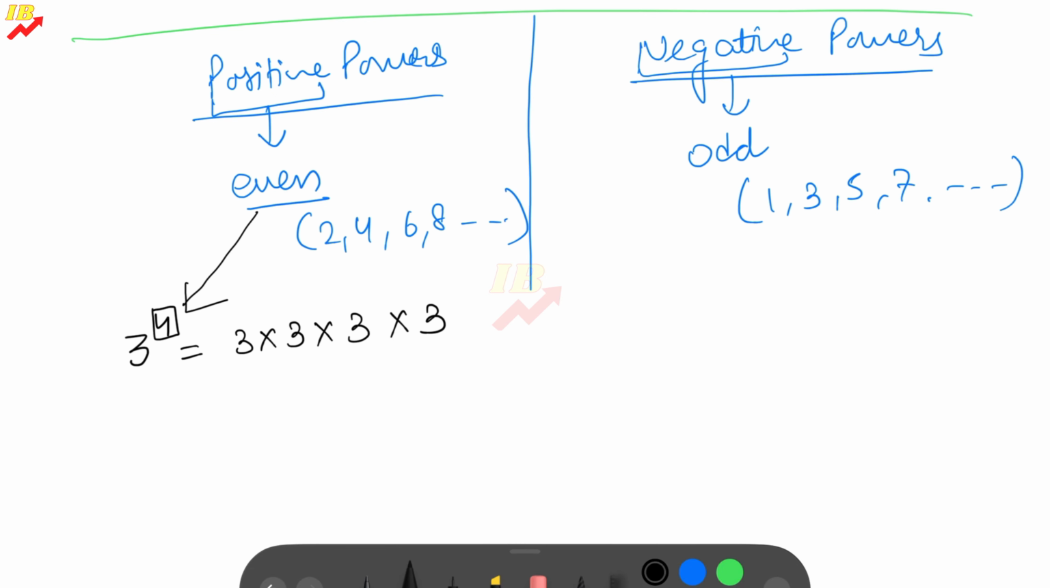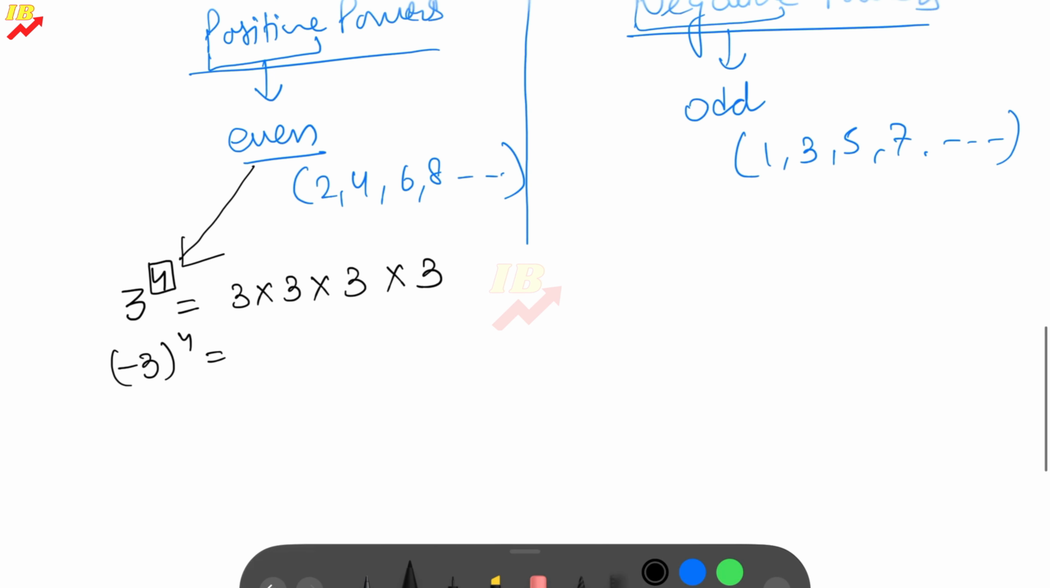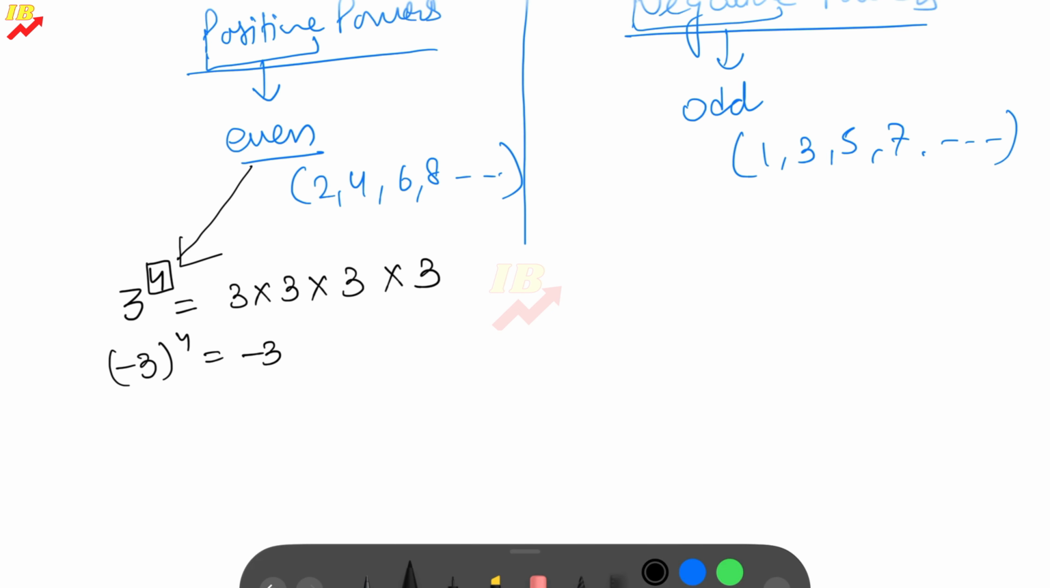But if my question is minus 3 raised to power 4, your base here is negative 3. When you see a negative number in the base and the power is even, this means that minus 3 is repeated 4 times like this. The final solution is 3 times 3 is 9, 9 times 9 is 81. It should be a positive one. Reason being, the negative number is occurring an even number of times. That makes it positive, because negative times negative gives positive, then positive times positive gives positive. So that's why both solutions are the same.